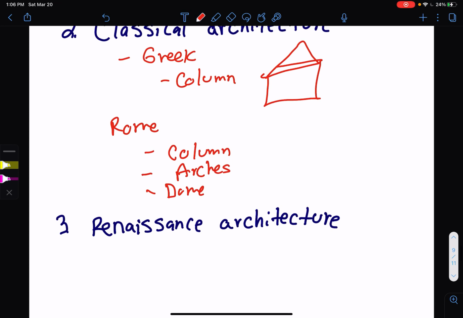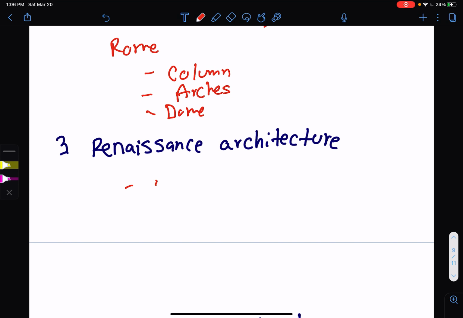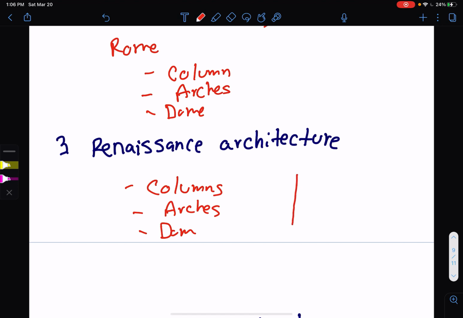So if you want to look at Renaissance architecture, you have the same, right? Columns, arches, dome. Okay. You will see that a lot of the buildings in the Renaissance are kind of made into a T, like a cross.